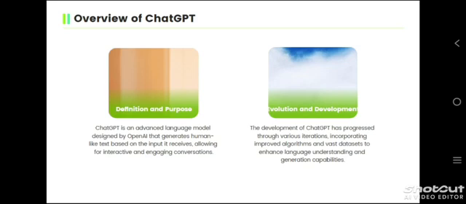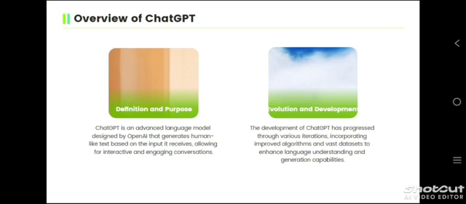And we are going to know about the evolution and the development. The development of ChatGPT has progressed through various iterations, incorporating improved algorithms and vast datasets to enhance its language understanding and generating capabilities. So let's move on to ChatGPT and tokens.